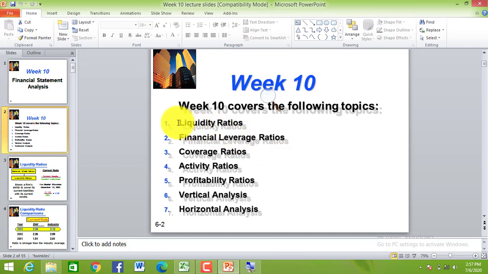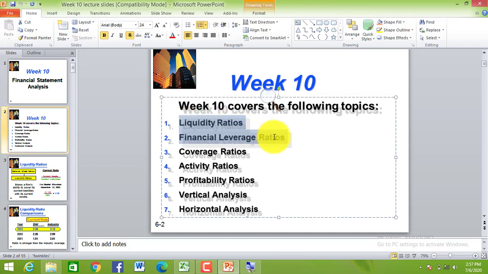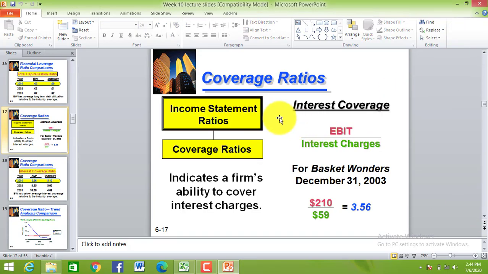In the previous lecture, we talked about the liquidity ratios and financial leverage ratios. In today's lecture, we shall be talking about the coverage ratios: how to calculate the coverage ratios in the Excel sheet, and what is meant by the coverage ratios. There is only one ratio in the coverage ratio, that is the interest coverage ratio.